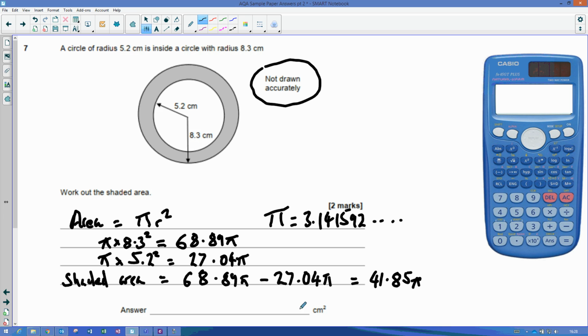For my final answer, I probably do want to get rid of the pi and have a decimal answer. So once my calculator's showing this, I can just press the S-D button and I'll get a big long complicated answer: 131.47526. We don't actually want an answer to this many decimal places. We would normally round this off.